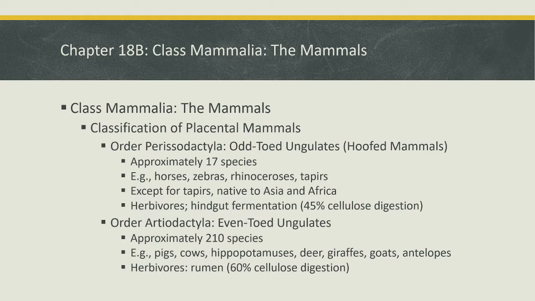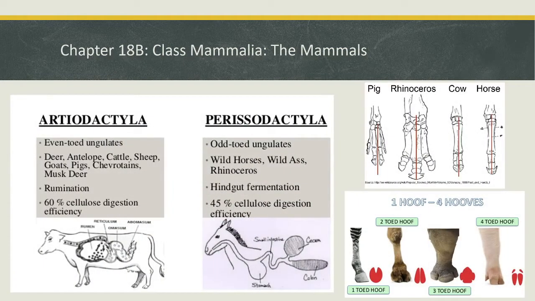And in the process of using the rumen for digesting the cellulose, they're able to get about 60% of the energy out of it. All right, so let's look at some of these pictures. So here we have what the bone structure is like in the feet of pigs, rhinos, cows, and horses.